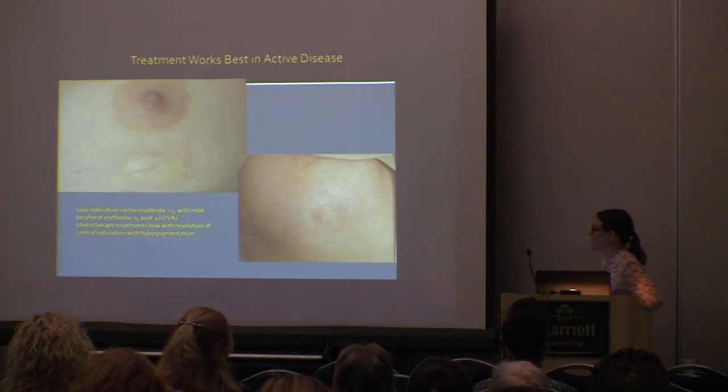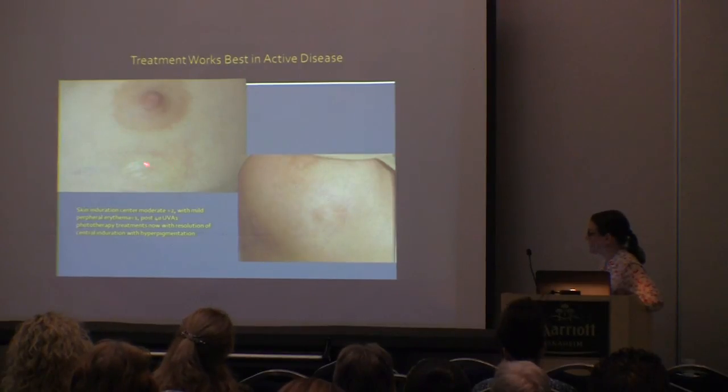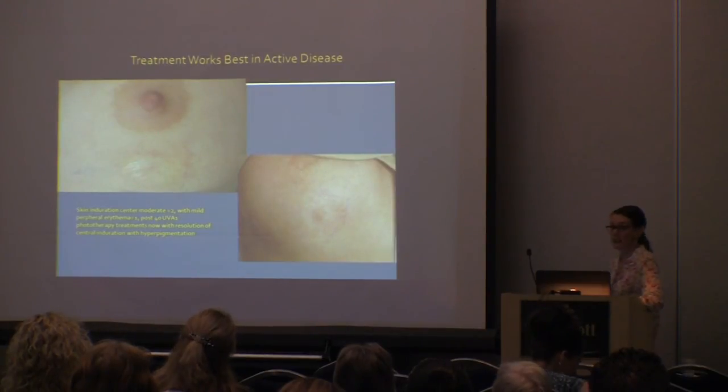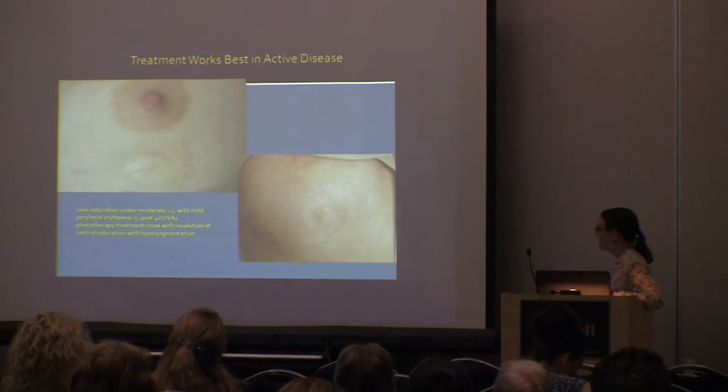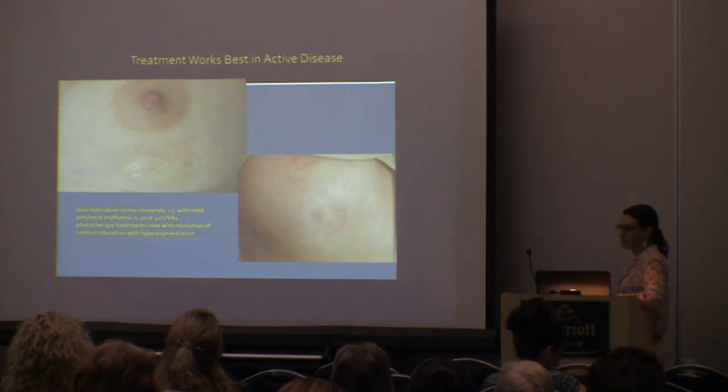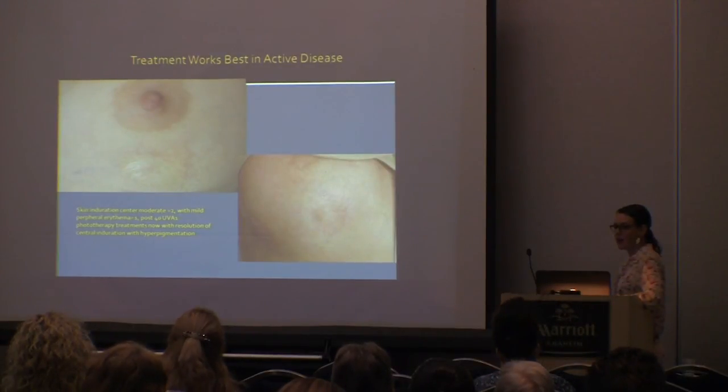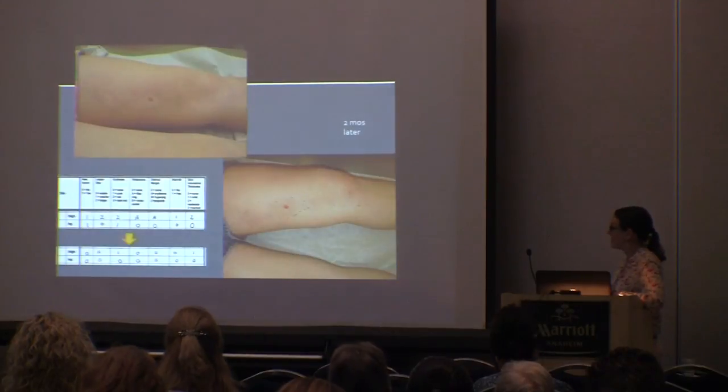And you can see here, this is a patient of mine, and she had an active lesion of morphea on the breast. Here's the collagen, kind of the yellowish white, and here's the inflammation around it. This is a great patient to treat with UVA1 phototherapy, and we did, and you can see it largely resolved. So that's why we want to identify people when they're active.